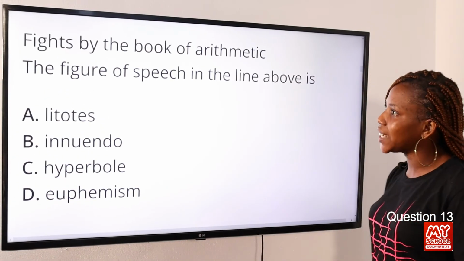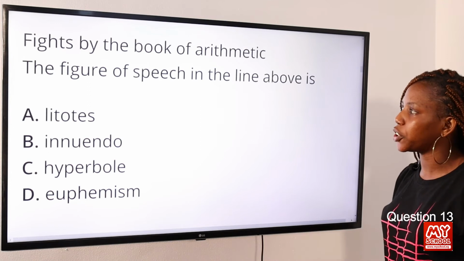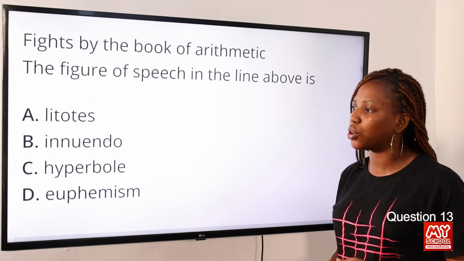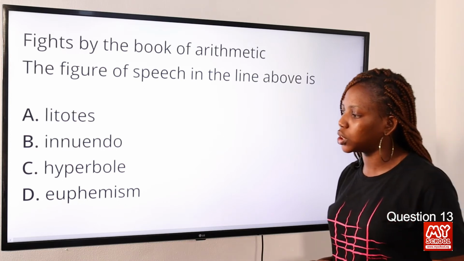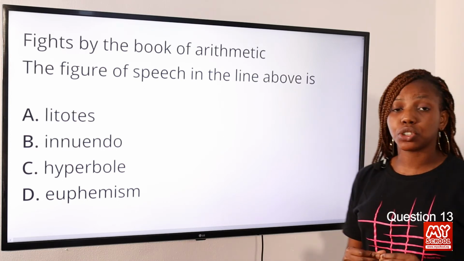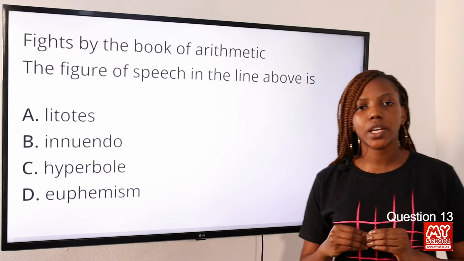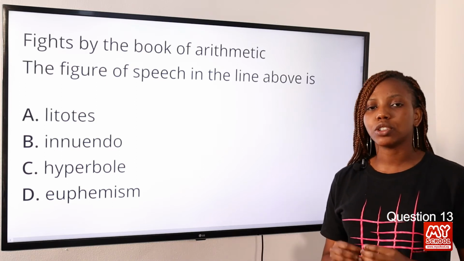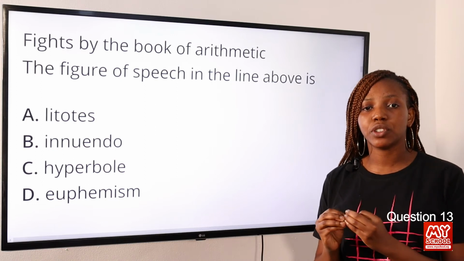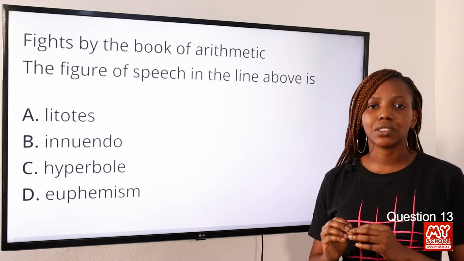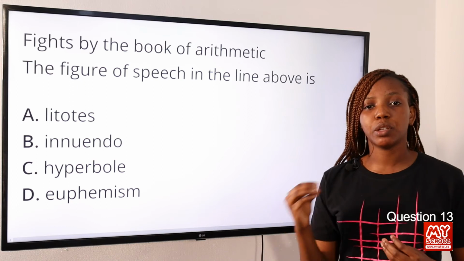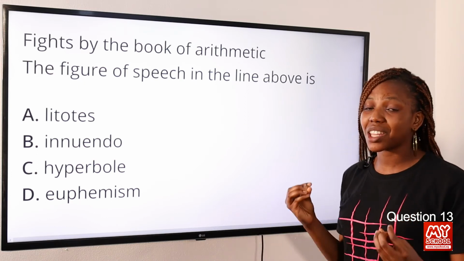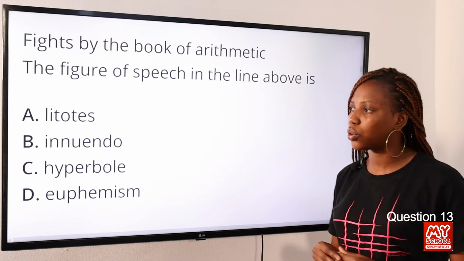Question 13. Fight by the book of arithmetic. The figure of speech in the line above is option A, litotes, option B, innuendo, option C, hyperbole, option D, euphemism. The answer to this question is innuendo. Innuendo is an indirect hint on something. When you're talking about something indirectly, you're giving someone just a hint of that particular thing. Now this expression simply means mastery or expertise. So we can relate this. So option B, therefore, is the correct answer to this question.